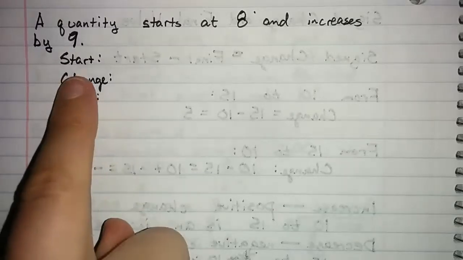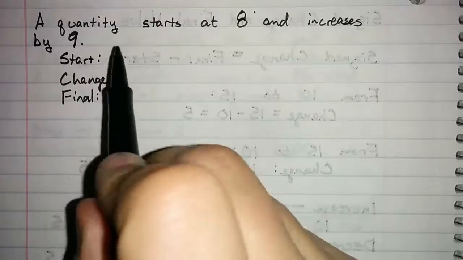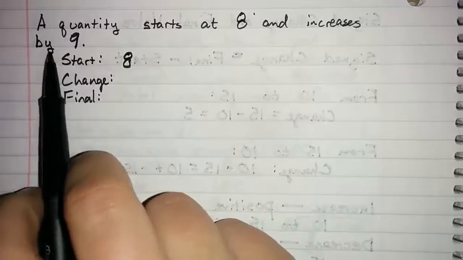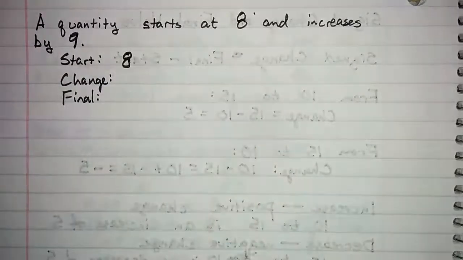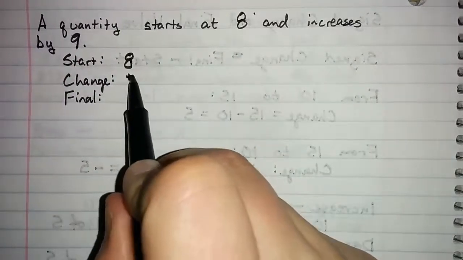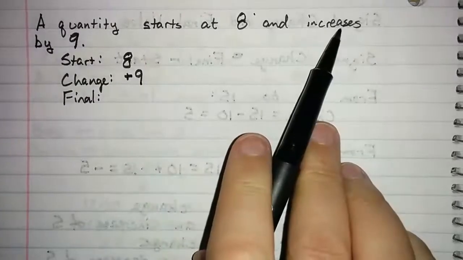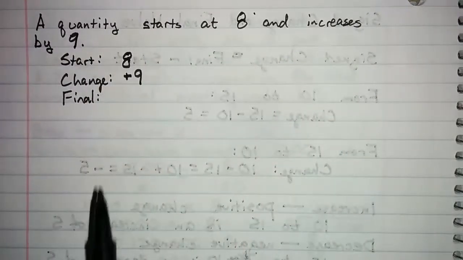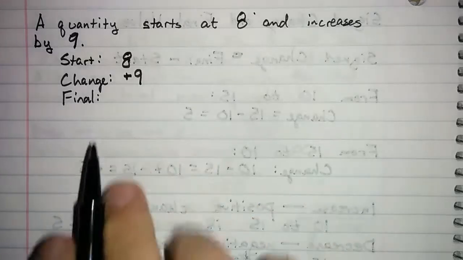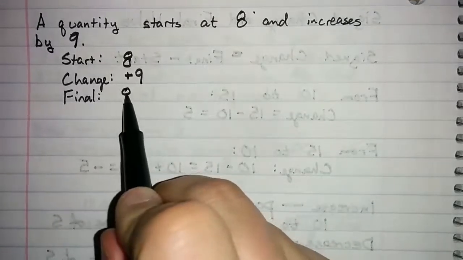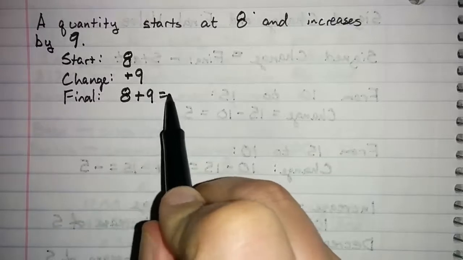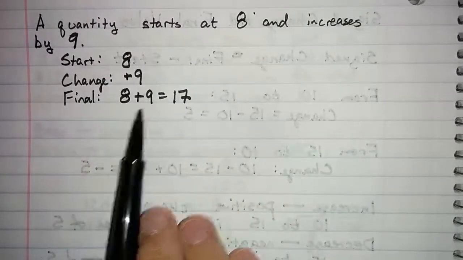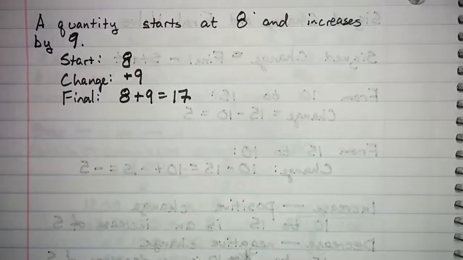All right. Well, my starting value is 8, and then the quantity increases by 9. That's a change of positive 9. The word increase tells me that the change is positive. And so the final value is going to be 8 plus 9 is 17. Again, always the starting value plus the change.